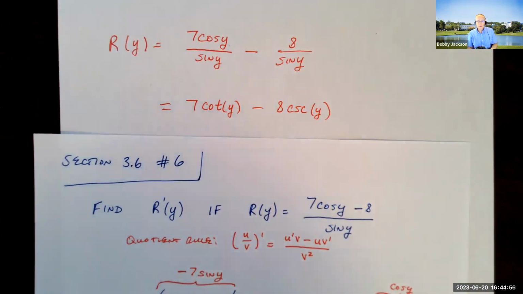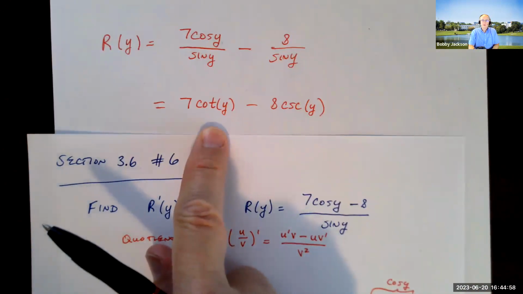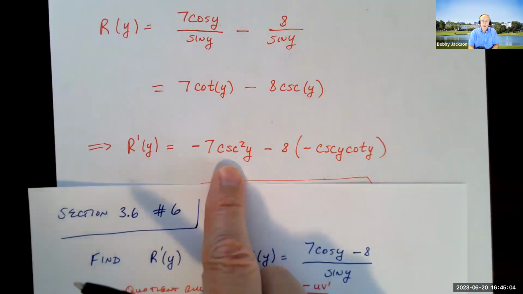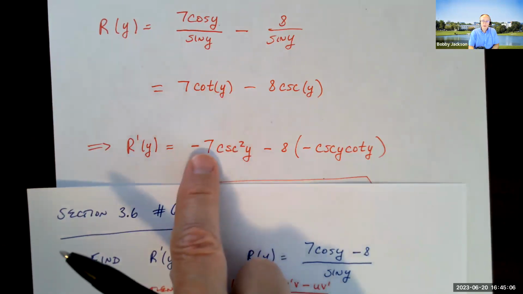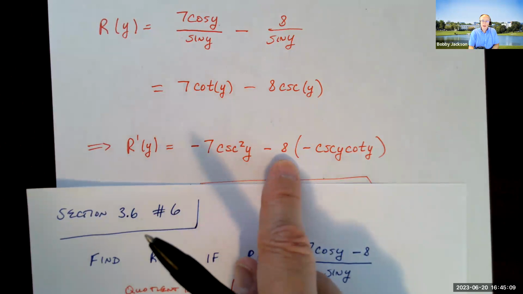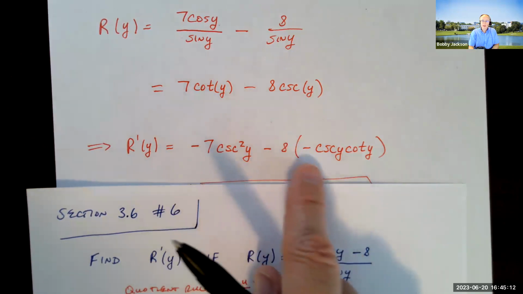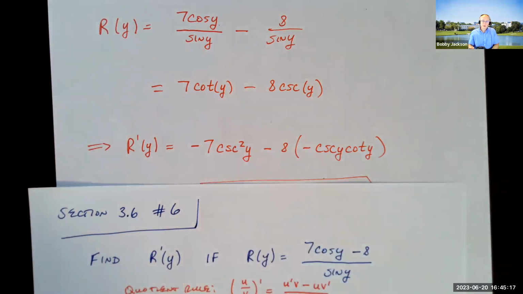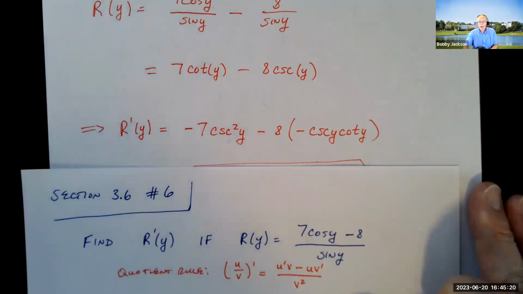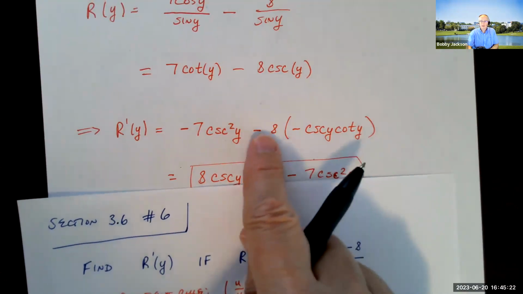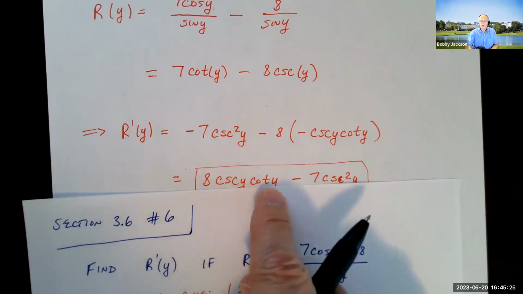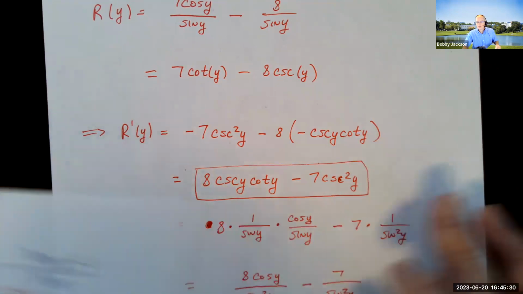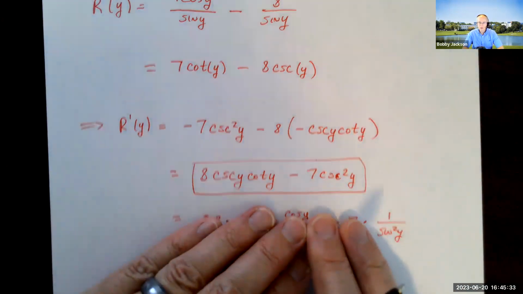And now I can find the derivative, but I do have to know that the derivative of cotangent y is negative cosecant squared y, right? And I've got -8 as a constant multiple. The derivative of cosecant y is negative cosecant y cotangent y. So again, those are derivatives you should know. And then I can clean this up. A negative times a negative makes this positive 8 cosecant y cotangent y minus 7 cosecant squared y. Just change the order of these two. Okay, and that could be your derivative right there.